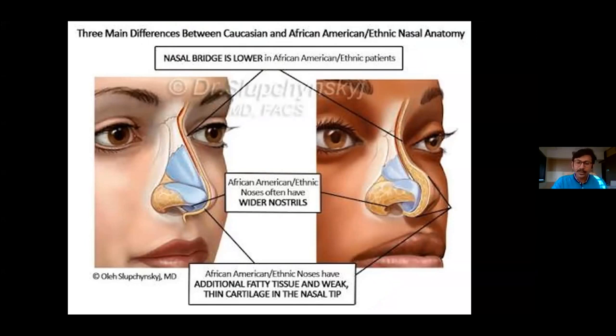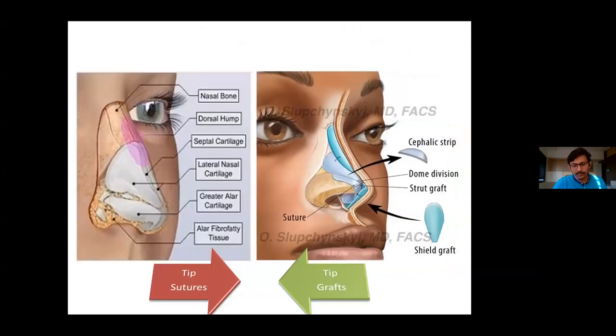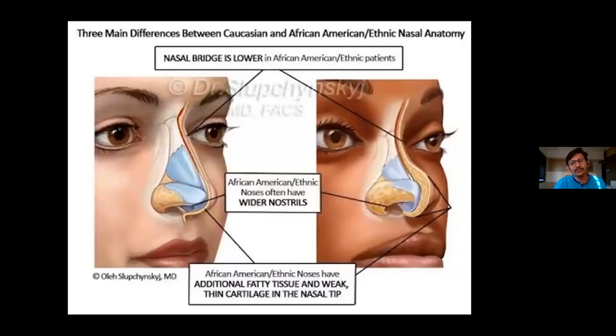while Central India, Western India, and Southern India, they generally have thick skin, low dorsum, and on opening up, they have weak cartilages, weak septum, weak upper lateral cartilages, weak lower lateral cartilages, and also the subcutaneous tissue is very much. So you have to reduce the subcutaneous tissue as well.